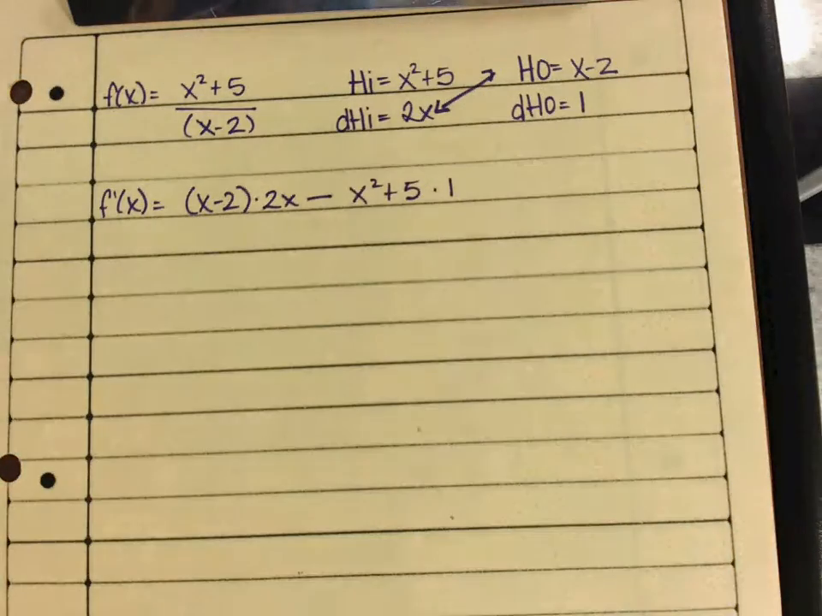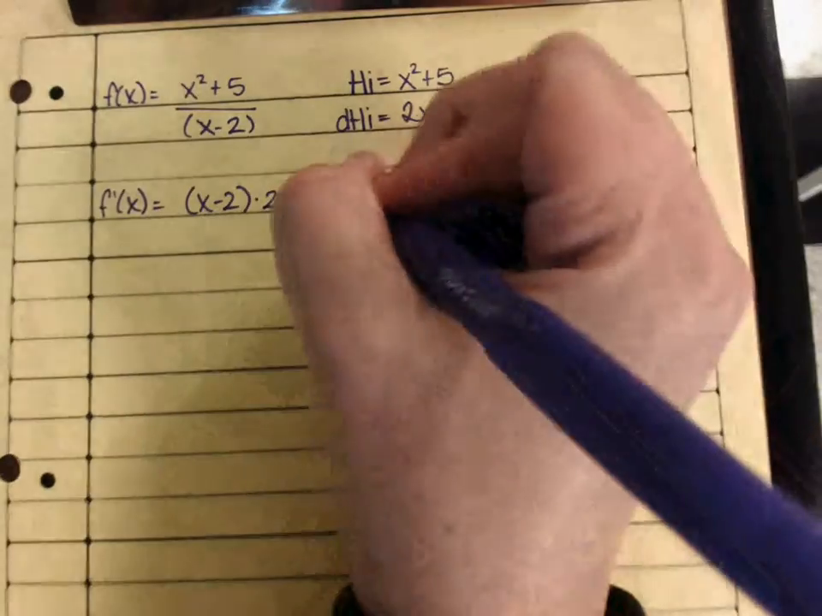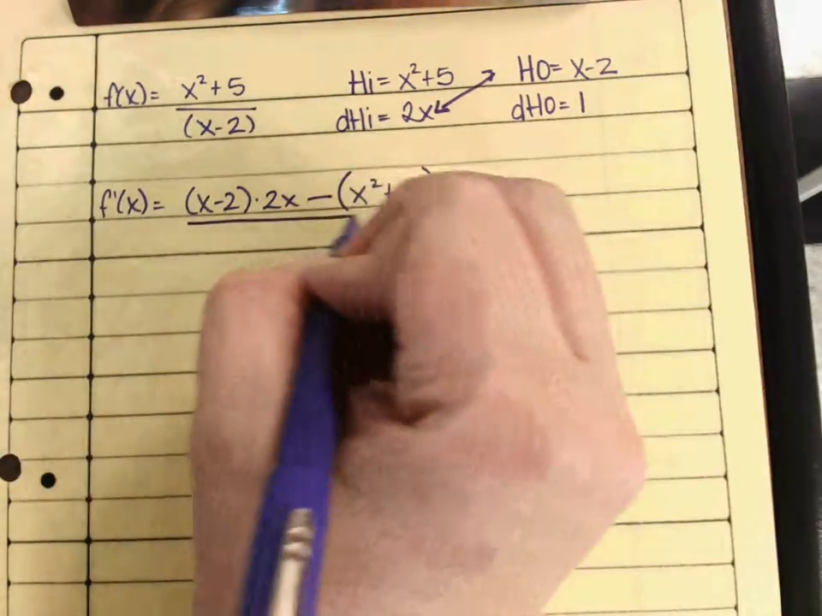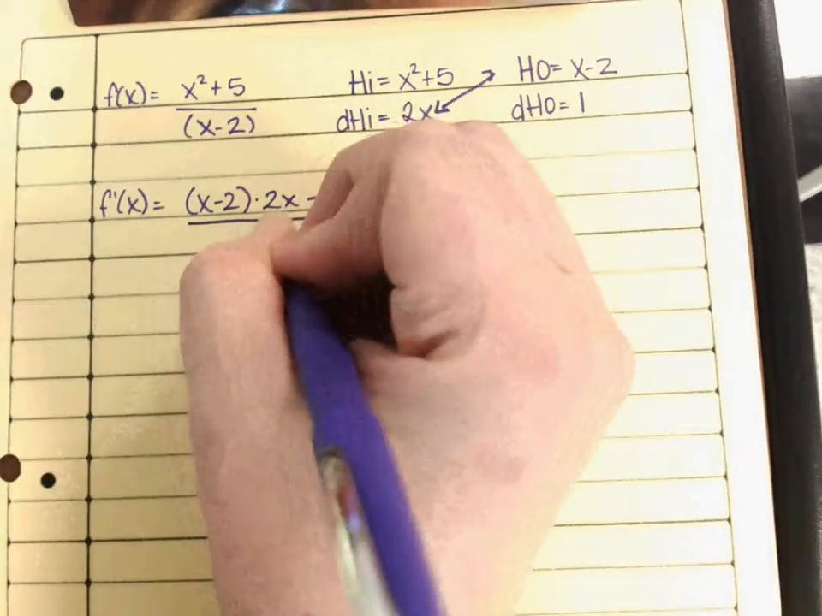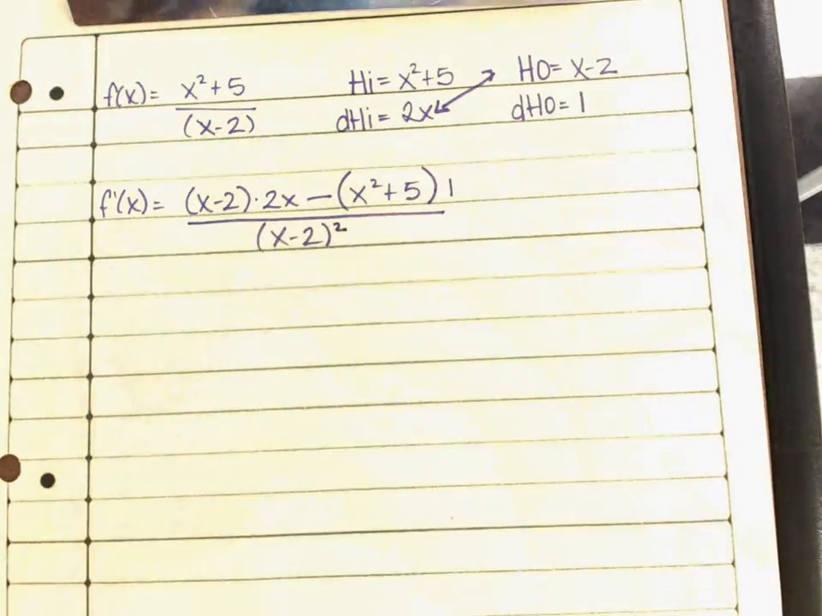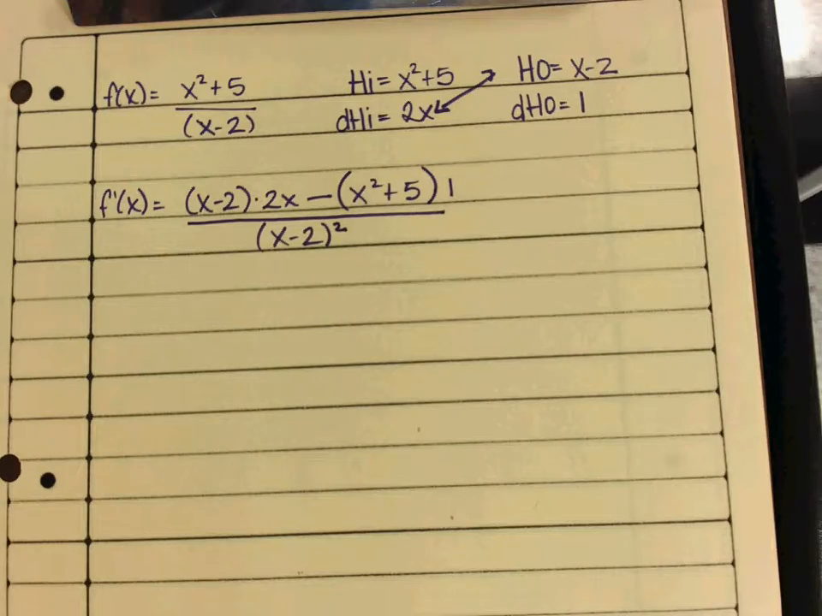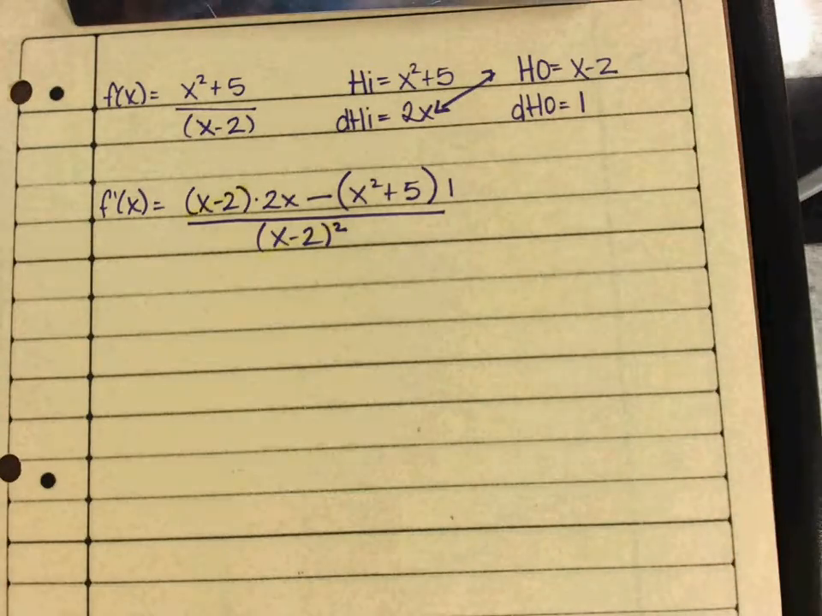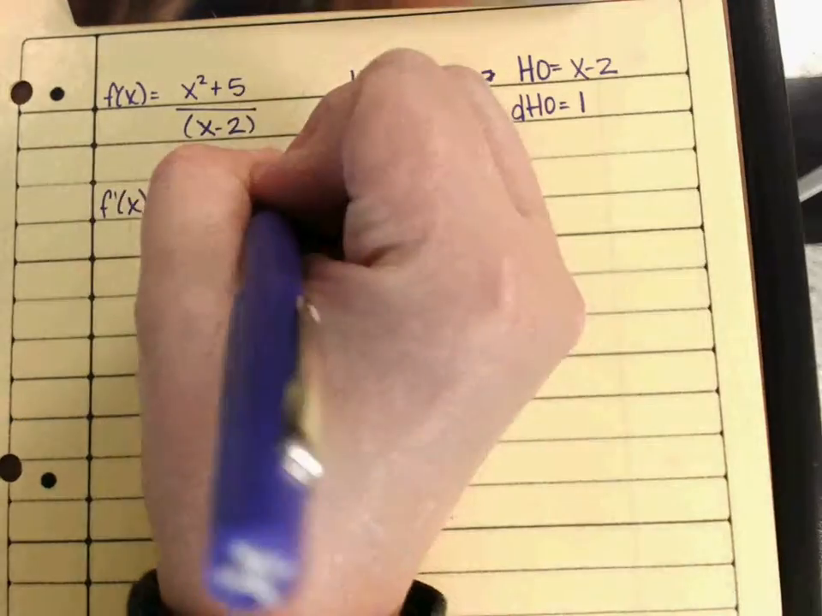Okay, what did I do wrong that I'm going to miss points on for the AP test? Gotta have those parentheses. It is wrong if you don't put them, right? Okay, then divide by ho squared, which is x minus 2 squared. Now, some of y'all on your CBA, and I didn't even realize people were doing this, are trying to cancel these guys. Can you do that? No, don't do that. That violates lots of rules, so don't do it. We're going to distribute instead.